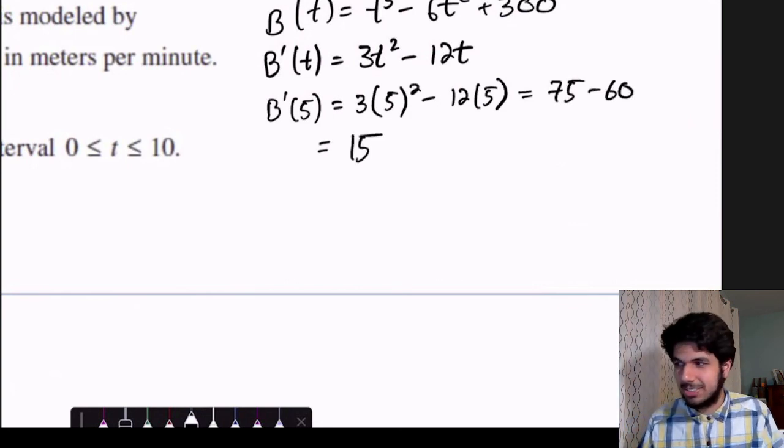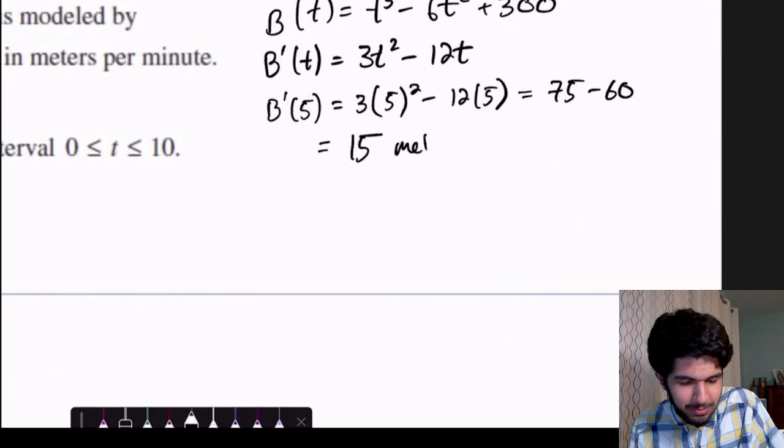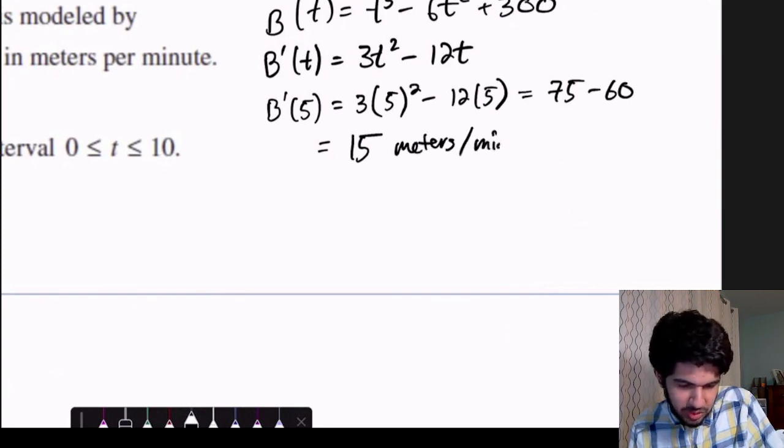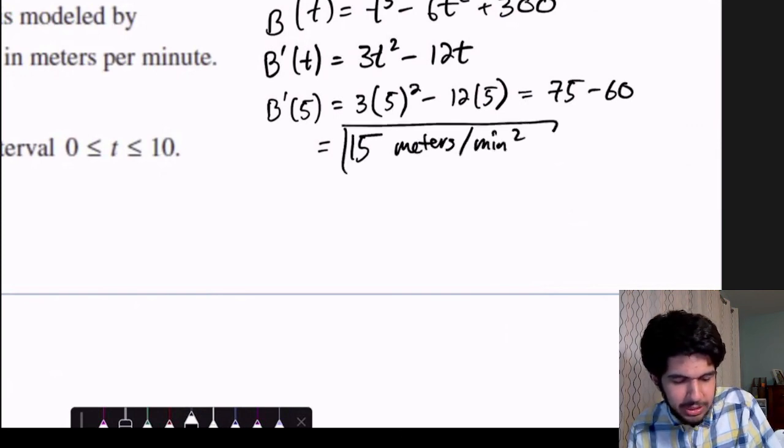We have to have the correct units again. So meters per minute squared, right? Because we're dealing with acceleration.